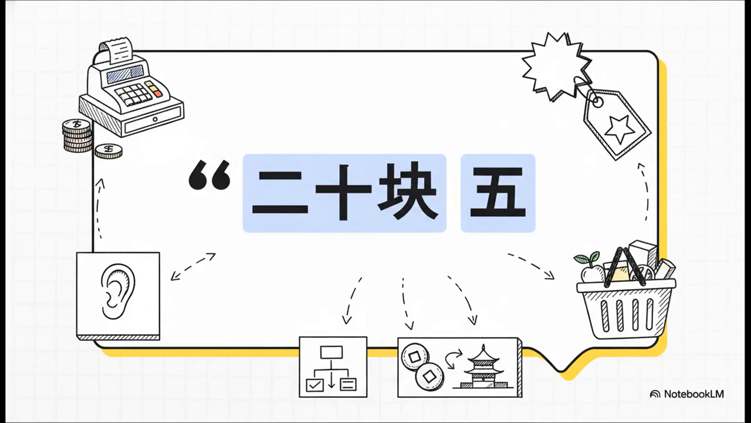Take a look at what we have on the screen here. This is a price you might see on any tag pretty much anywhere in China. 20块五. Our mission today is to completely deconstruct this. By the end of our session, you're going to understand every single part of it, not just what it means, but how to say it, and even the culture behind it.